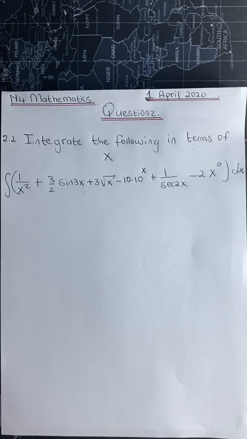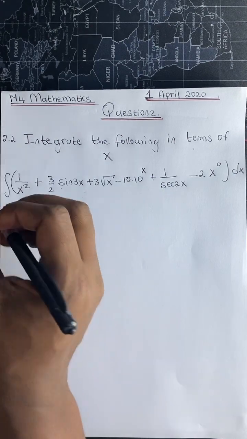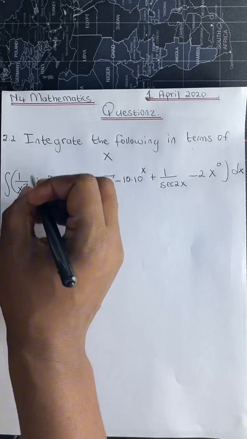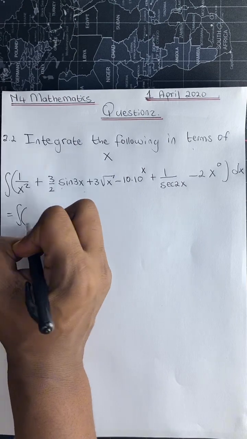Question 2.2, we have to integrate the following in terms of x. We have the integral of 1 over x squared plus 3 over 2 sin 3x plus 3 times the square root of x minus 10 multiplied by 10 raised to the power x plus 1 over sec 2x minus 2 multiplied by x raised to the power 0 dx.